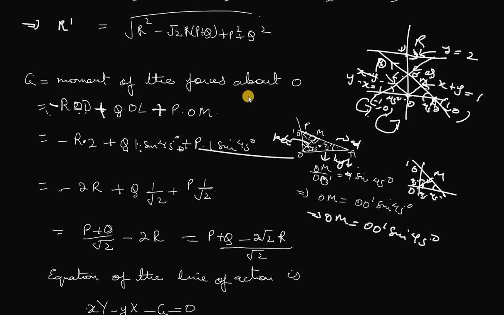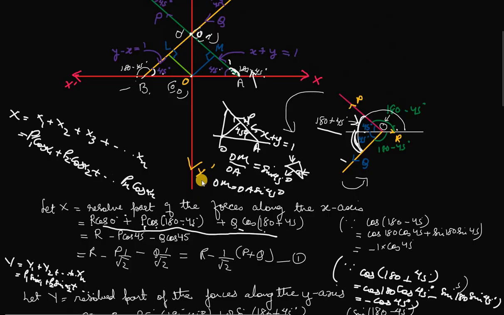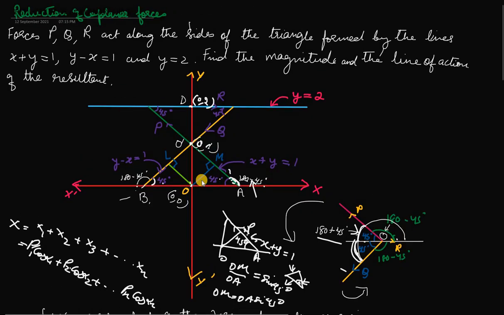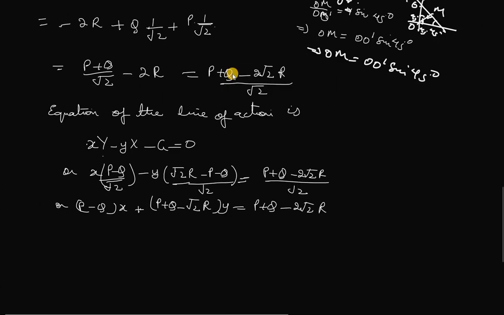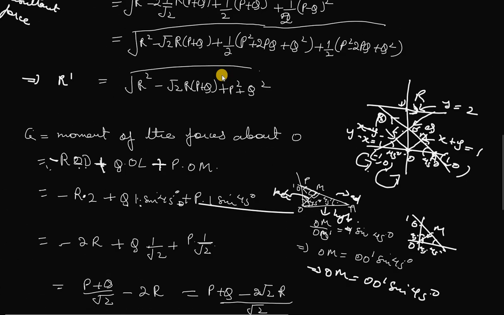But OO prime, the distance from here to here, as let me go back to this problem, is equal to 1. So OM is equal to OO prime into sine 45, that is 1 into sine 45. Similarly, with the second one also from this side, if you consider this is 45 degrees, then here also it should be 45. So this angle will also be 45 degrees.